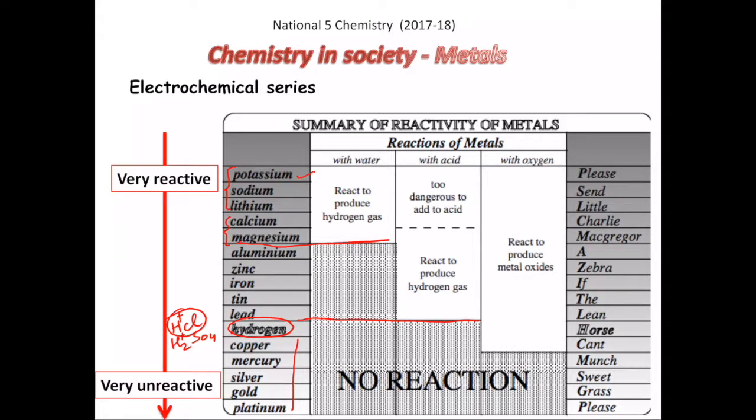On the right hand side, you can see there's a mnemonic which will help you remember the order of the metals in the reactivity series. The first alphabet of every word stands for a metal. So please send little Charlie McGregor a zebra. If the lean horse can't munch sweet grass, please. The P in the first please stands for potassium, and the P in the last please stands for platinum.